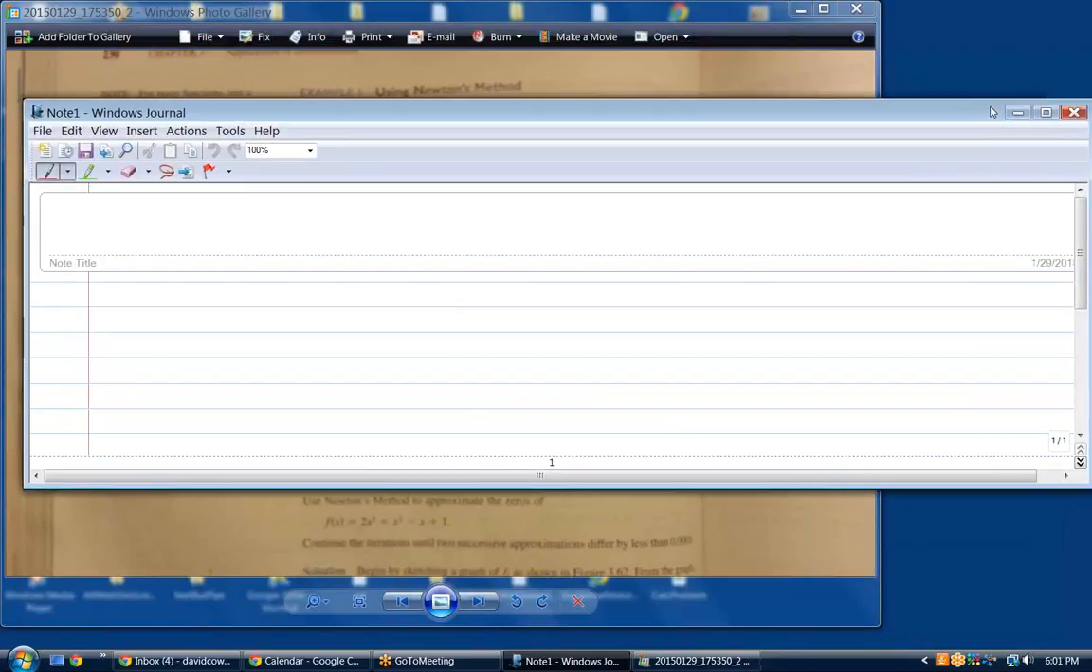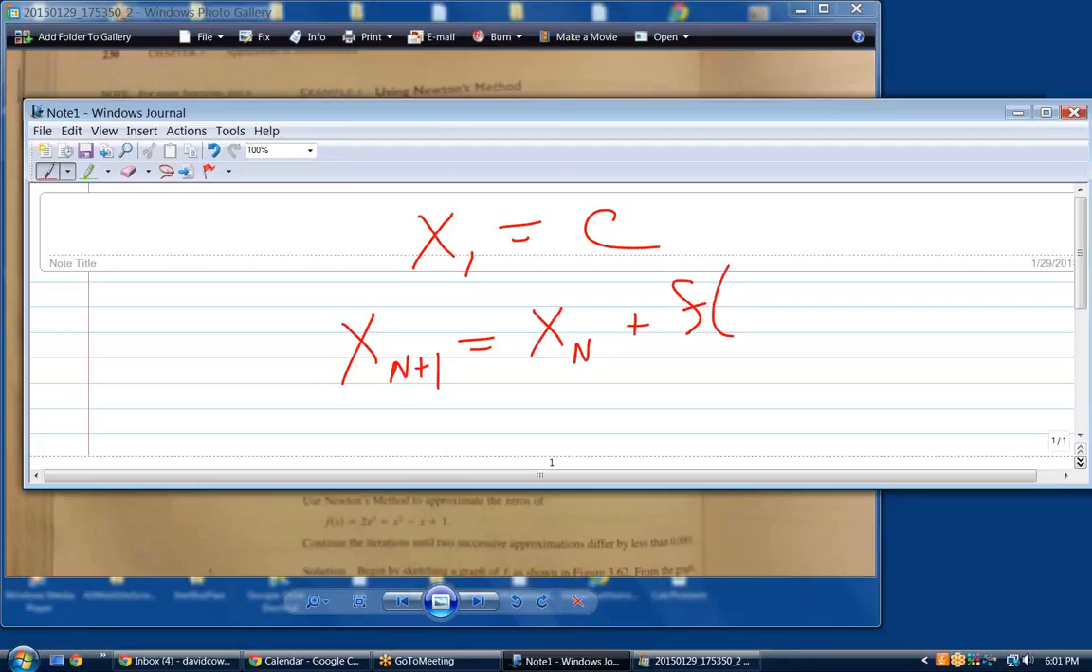You make a guess on the first zero. So you guess some x sub 1. And then the next zero is equal to your first guess plus the function evaluated at your first guess divided by the first derivative of the function evaluated at your first guess. So if you do this process, you will narrow in on the actual zero.